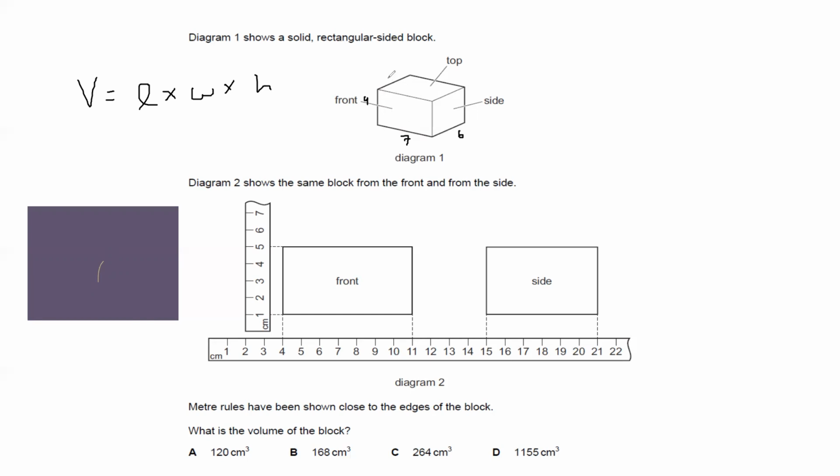So if this is 6, this will be 6 as well as this. So length, width and height, when we multiply them, 4 into 7 into 6, what will we get? We'll get 168 centimeter cube. How is the height 4? Because when you check, it is starting from 1 and it is ending at 5. So this height is equal to 4.